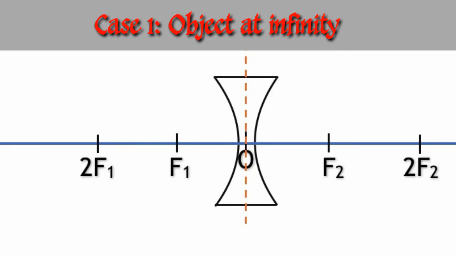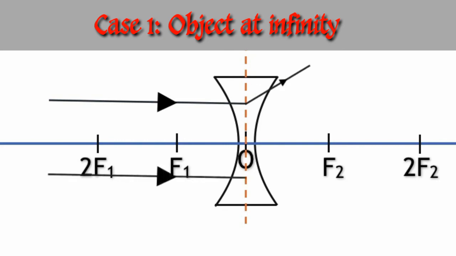First, we can consider the object at infinity. If the object is at infinity, all the light rays we have to consider parallel. So, two light rays we are considering parallel to the principal axis. Then after refraction, these light rays diverge and seem to be diverging from the focus f1. So here it only seems to be intersected at that point f1.